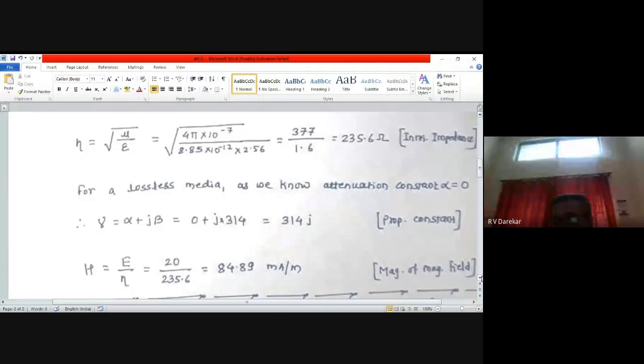It can be considered to be a value less than 1. Therefore, for this electromagnetic wave, the amplitude of the electric component is very high compared to the amplitude of the magnetic component. That is, the vertical component is very high, 20 volt per meter, and the horizontal component is very small, but both of them are propagating in phase.